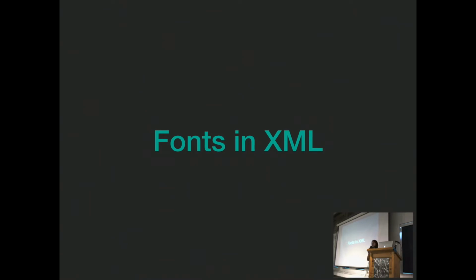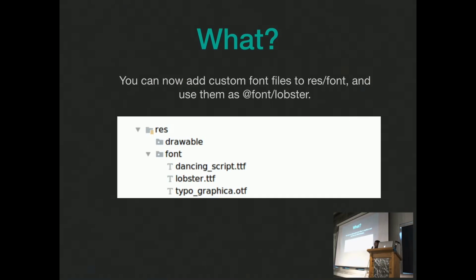So fonts in XML has made it really convenient for us to use custom fonts in our app. What is it? You can now create a font resource directory, put it under res, and put your custom .ttf font files in there, and then you can refer to it like you would for any resource type with R.font.font_name or @font/font_name. So now you can refer to fonts in your layout files, which is really convenient.